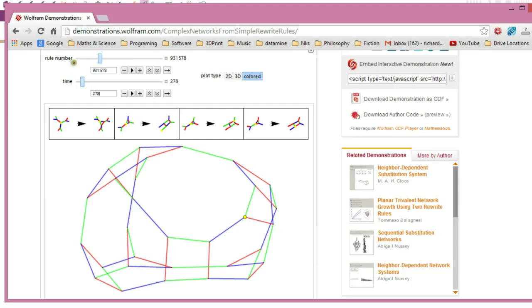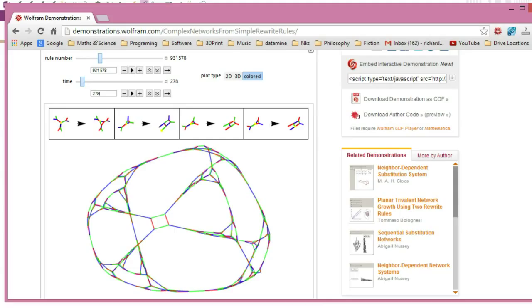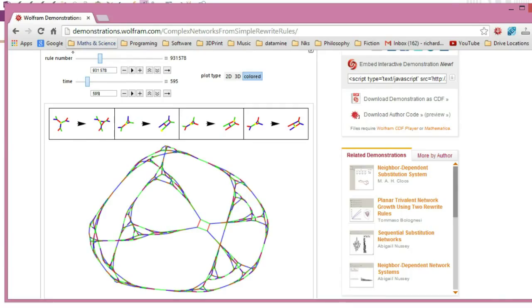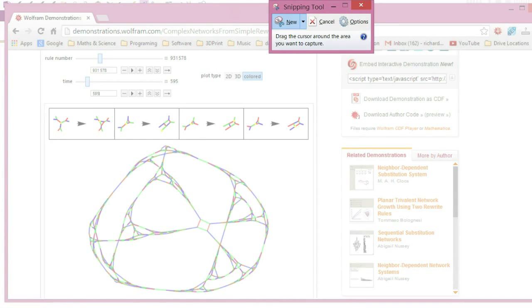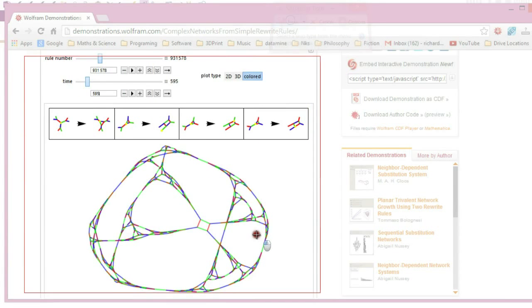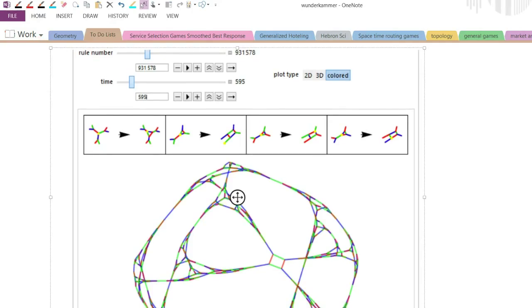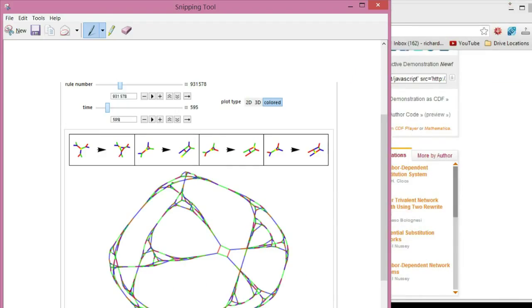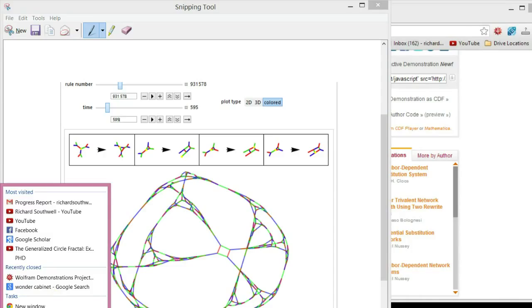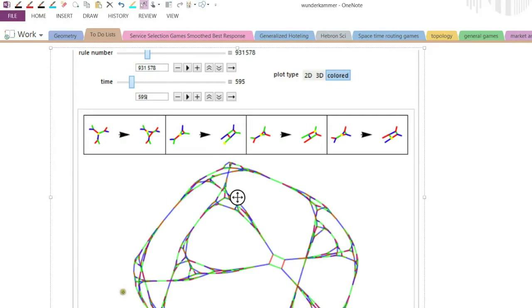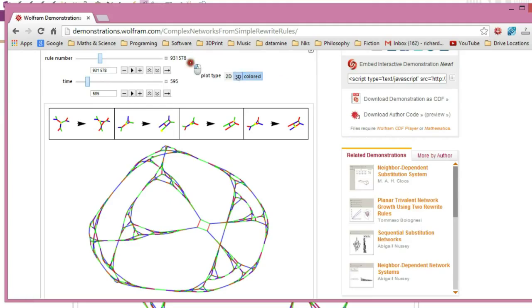Okay, what's going on here? Seems that we've found another kind of fractal network. So what can we say about this? It looks pretty similar to one of the things we've seen before. Well, okay, let's take a copy of it for a start. Add it to our Wunder camera. Now, let's have a look at it in 3D.